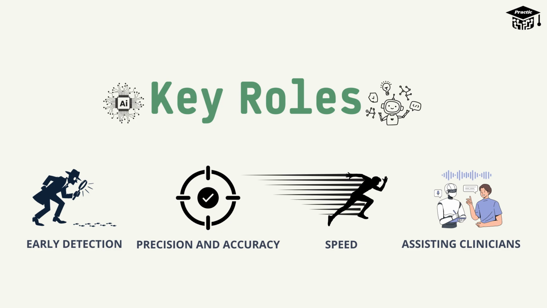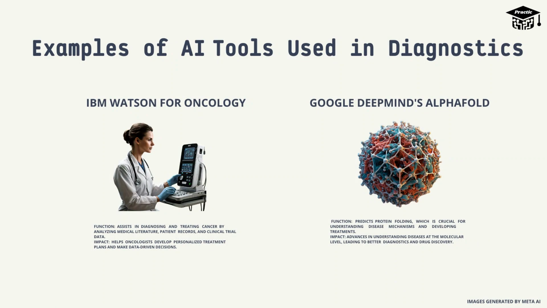3. Speed. AI can analyze medical data quickly, providing rapid diagnosis and enabling timely treatment decisions. 4. Assisting clinicians. AI serves as a decision support tool for clinicians, offering second opinions and helping them make more informed decisions. Examples of AI tools used in diagnostics: IBM Watson for oncology.